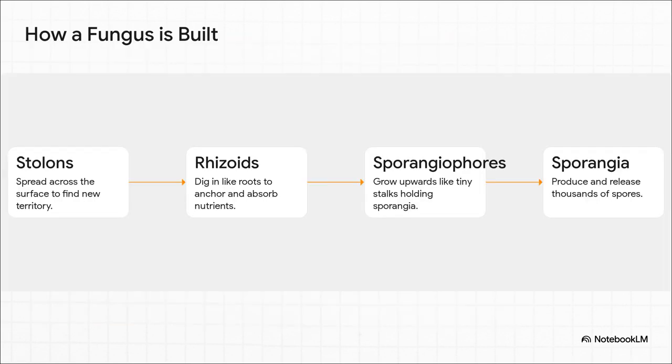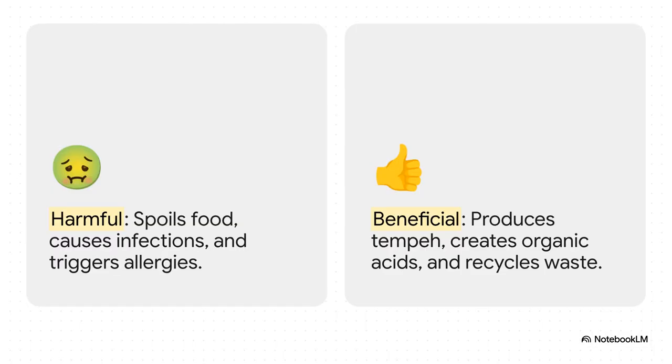And its whole body is just perfectly designed for this job. You've got these things called stolons, which are like these little horizontal filaments that just creep across the surface looking for new territory. Then you have rhizoids that dig in like tiny roots, anchoring the fungus and absorbing all those nutrients. From there, sporangiophores shoot upwards like tiny stalks, and at the top you have the sporangia. These are the little spherical factories that produce and release thousands and thousands of spores to start the whole cycle over again.